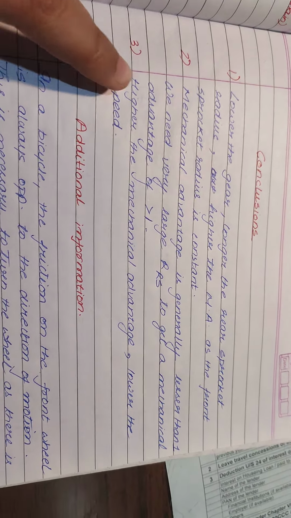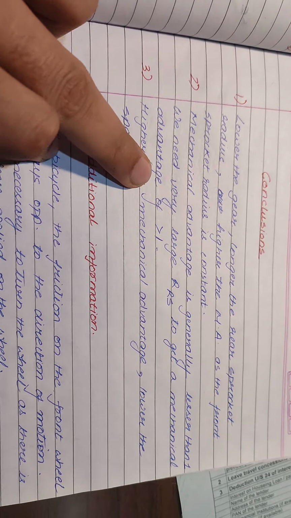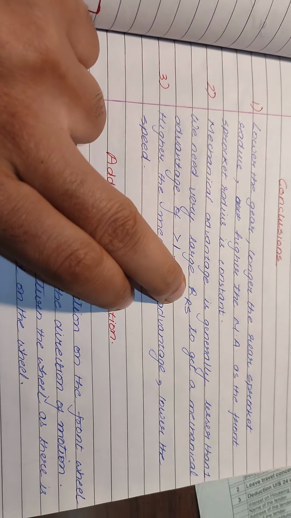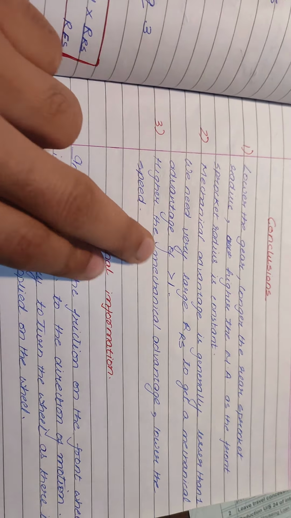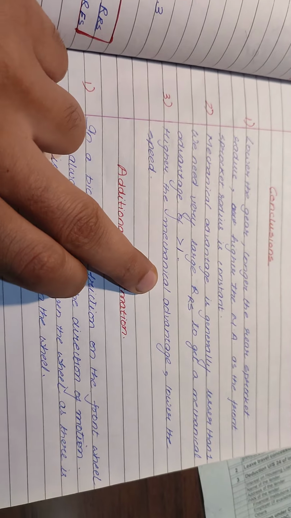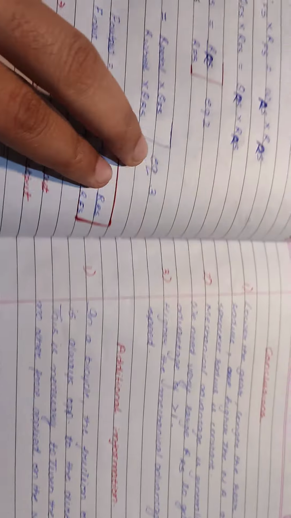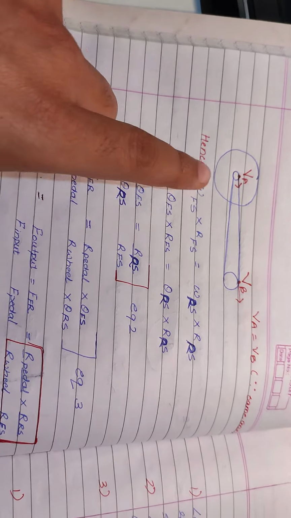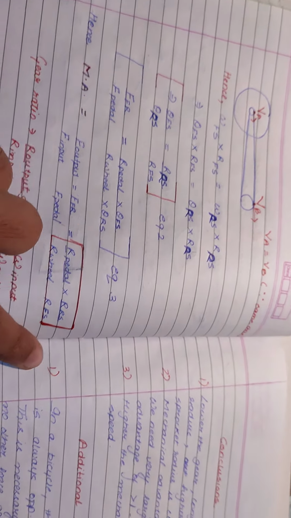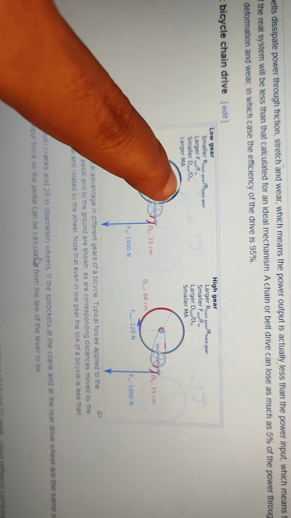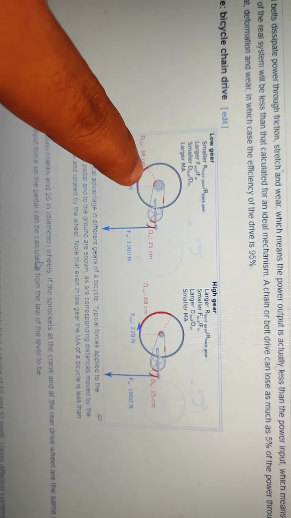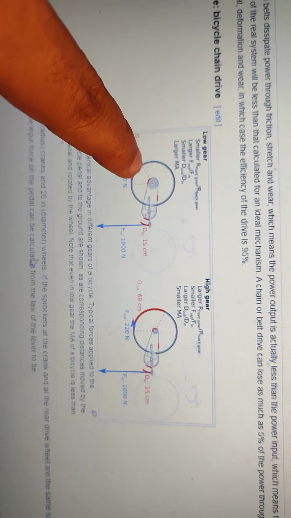Secondly, mechanical advantage is generally, as I just discussed, lesser than 1. We need a very large radius of the rear sprocket to get a mechanical advantage of greater than 1, which is very rare. And the higher the mechanical advantage, the lower the speed. This is what we have also observed, that whenever there is a lower gear, the bicycle actually travels slower, and that is something that can be seen over here as well. If you have a larger rear sprocket over here, then this angular displacement is going to be even lesser, and hence the bicycle is going to move slower.